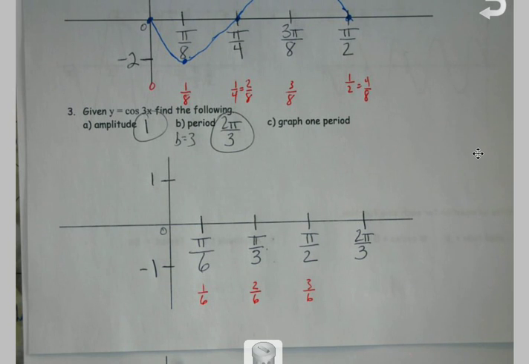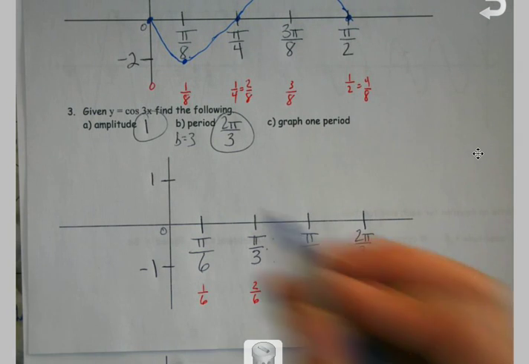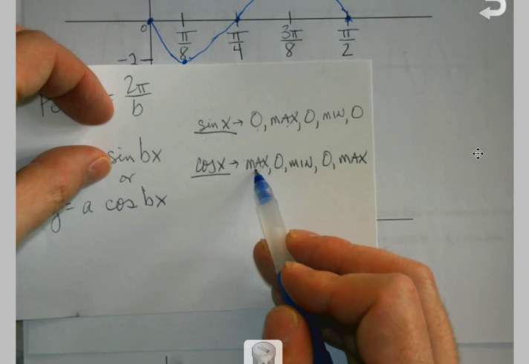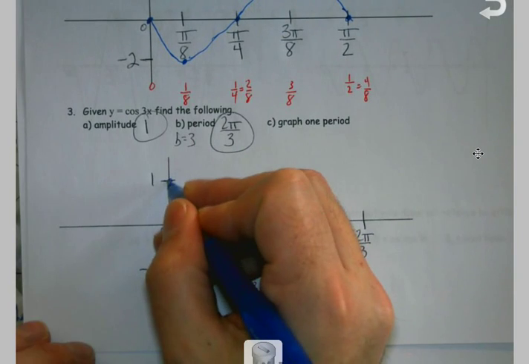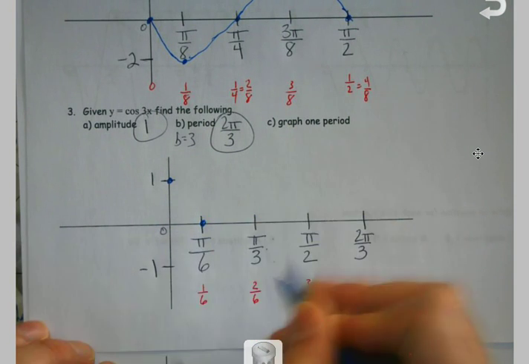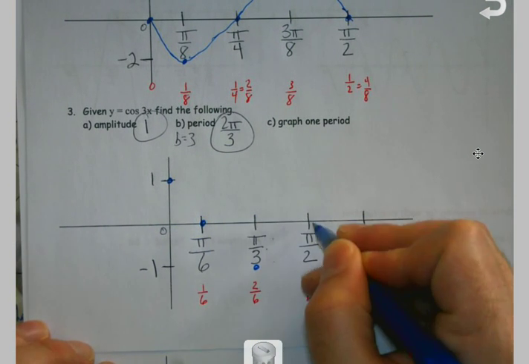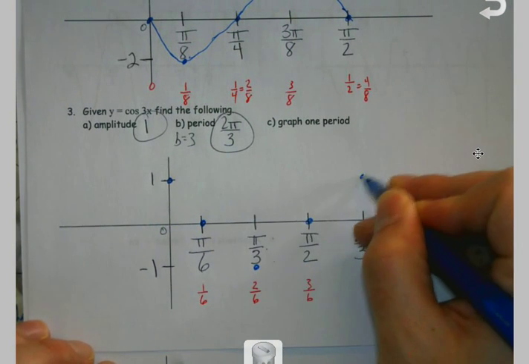Nothing fancy this time. My amplitude didn't change. I don't have a negative a value. So again, I just look, and cosine, again, typically starts at the max. Max, 0, min, 0, max.